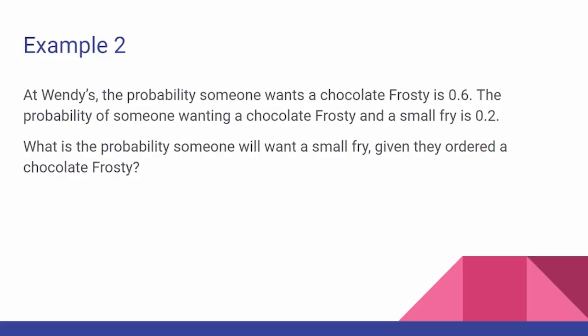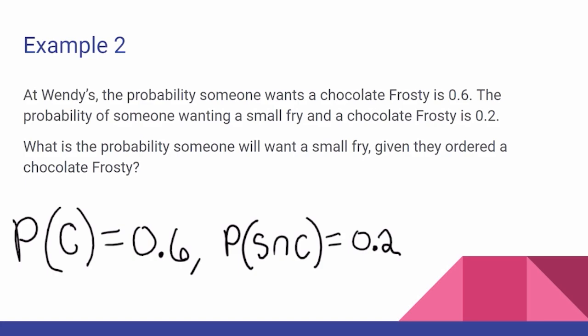Let's try another example. This one's a word problem. It says, at Wendy's, the probability someone wants a chocolate frosty is 0.6. The probability of someone wanting a chocolate frosty and a small fry is 0.2. Knowing that, what's the probability someone will want a small fry given they ordered a chocolate frosty? Well, what do we know? We know the probability of chocolate is equal to 0.6, and the probability of small fry and chocolate frosty, or S intersect C, equals 0.2.